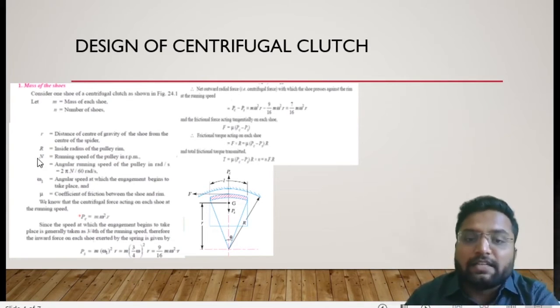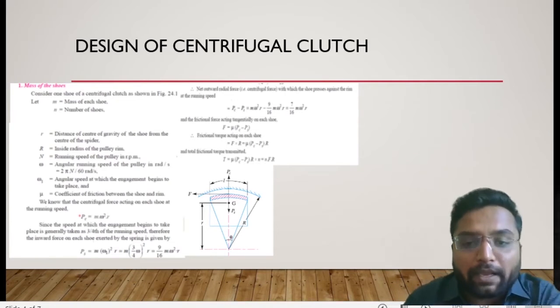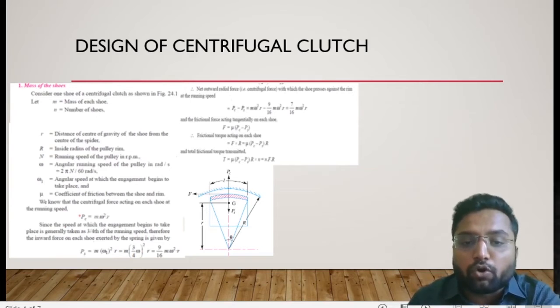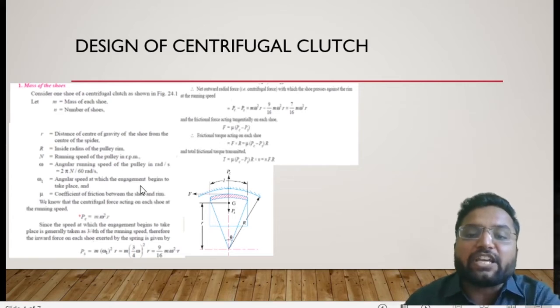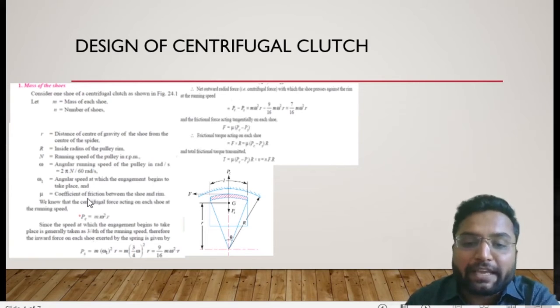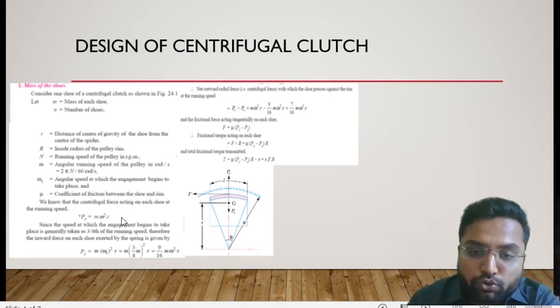So while moving at that omega, when it comes into contact, it will lose some amount of rpm, and that rpm will directly affect our omega and convert it to omega 1, or you can say the angular speed at which engagement begins to take place. Then mu is nothing but the coefficient of friction between those two surfaces.